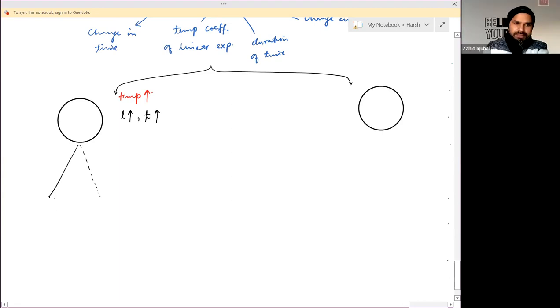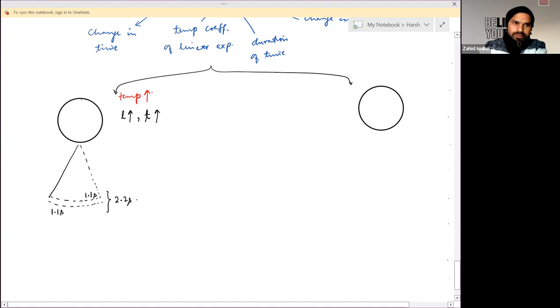Yes, sir. It means it will take longer to go from this point to this point. Initially, it was taking only 1 second. Now it would take, suppose, 1.1 seconds to reach this point, and on returning back it will take 1.1 seconds. So in total, it takes 2.2 seconds to complete one oscillation.